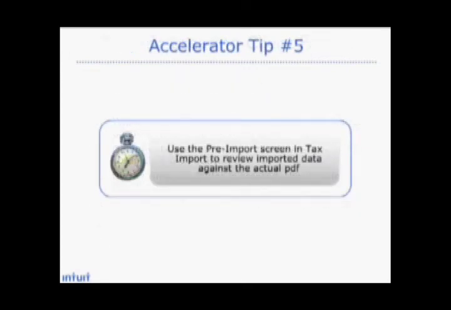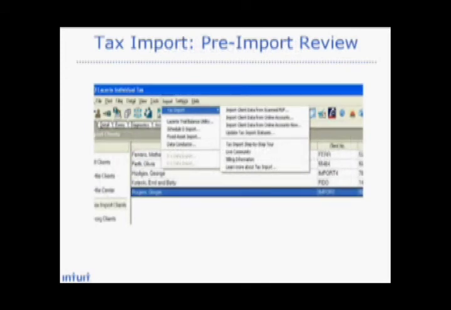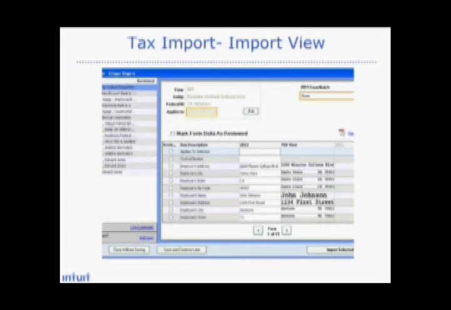Accelerator tip number 5. Use the pre-import screen in Tax Import to review imported data against the actual PDF. That's a possibility too. So one thing that you can do is when you're in that pre-import screen, you can see the actual PDF right next to the actual imported data. So in this column here, we're looking at the actual information that's in the tax return. And right next to it is the actual information that was pulled off of the PDF.